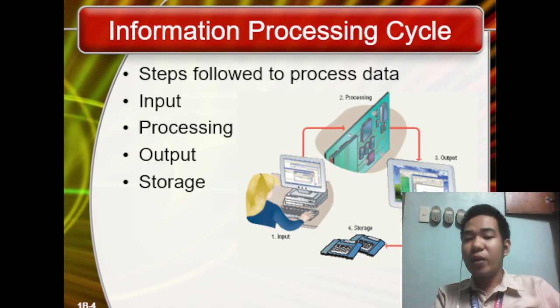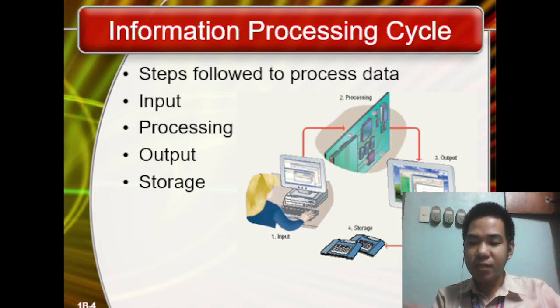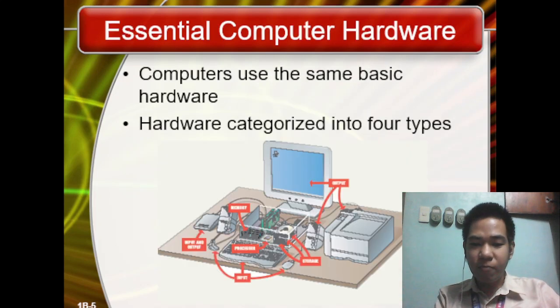So when we talk about the IPO cycle, this is just basically you input, process, output, and then storage. Okay. So before, the definition of a computer is actually an IPO machine. So anything that can be input, process, and then output is considered to be a computer. Okay. There's a reason why calculators are also considered to be computers because they have the ability to input, process, and then output information. Okay.